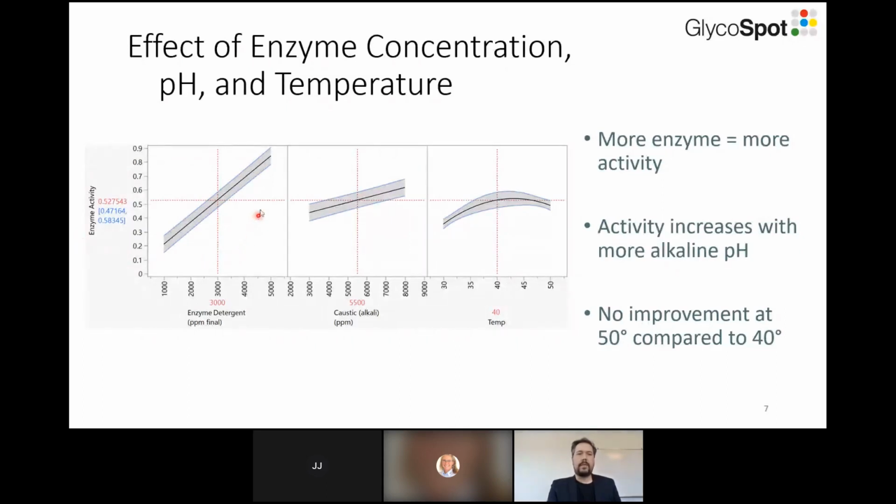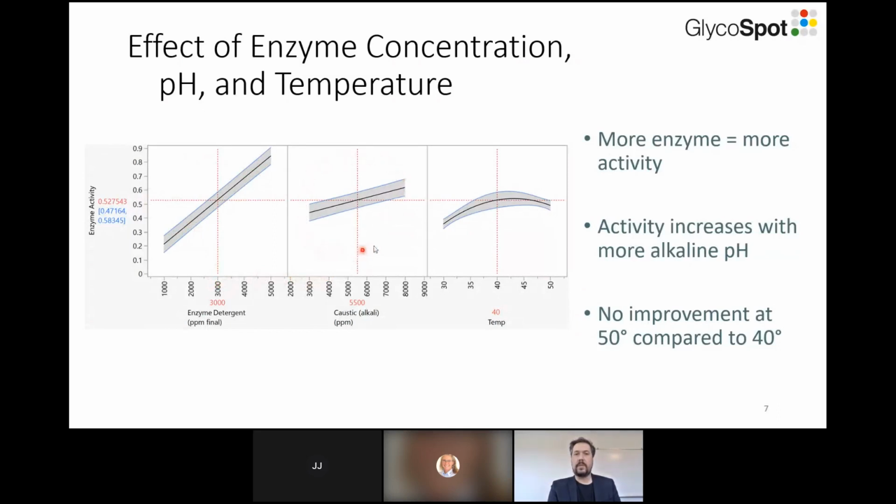So if you look at, to start with on the left here, the enzyme detergent concentration. This is a detergent which contains protease. With the increasing amount of detergent, we have an increasing amount of enzyme activity, which is to be expected. And it's a linear dose response. So if you want more enzyme activity, then you can just add more of your enzyme detergent.